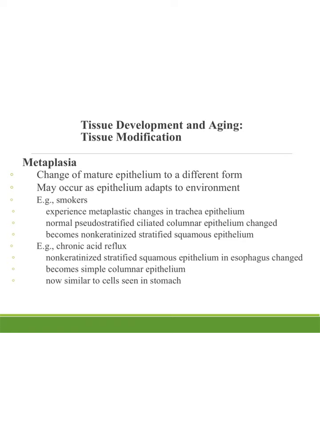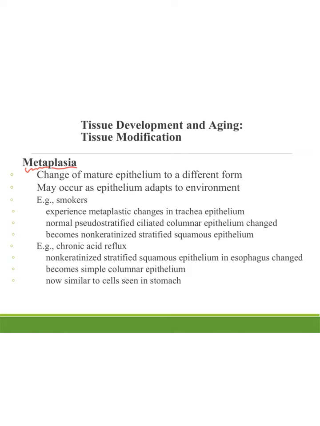So as tissues develop and as we age, a lot of times they go through changes or modifications. So you need to understand what the difference of these terms are. A lot of these are going to end in the term plasia, for changing, modifying. So metaplasia, you have mature epithelium that changes to a different form. Usually it's to help the person out. It's to benefit the person, help adapt to their environment.